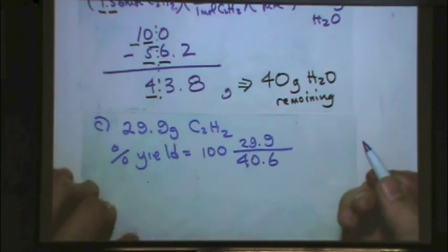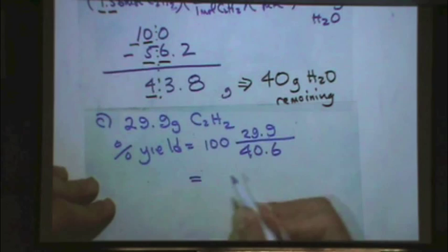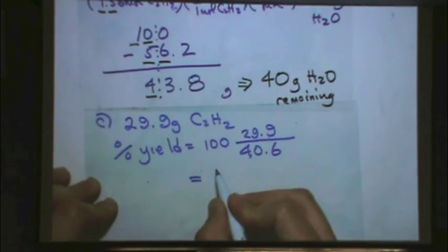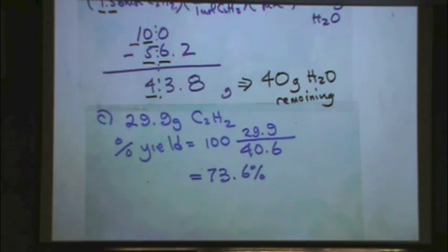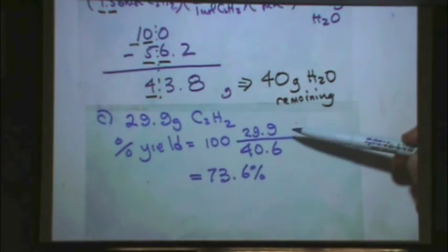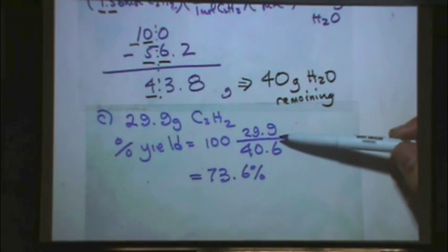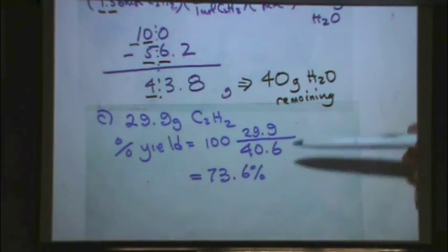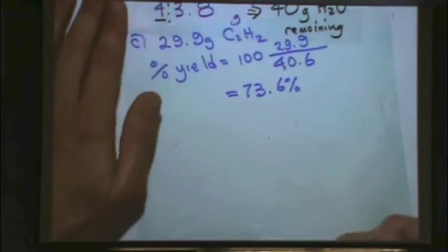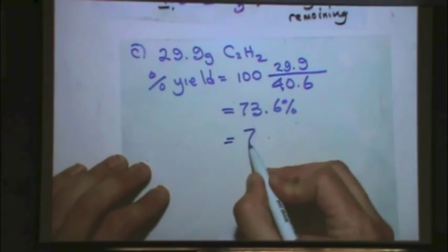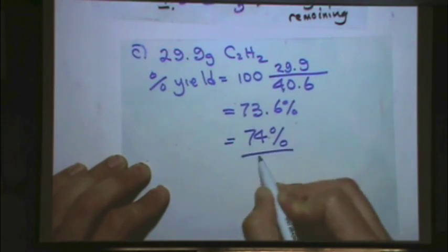40.6, I'll just add a couple digits for now, we'll figure out the sig figs in a moment. This turns out to be 73.6%. Okay, let's check out the sig figs now. The 29.9 will have 3 as given, but the 40.6 from before just had 2. So really this should have 2, and it'll be 74%.